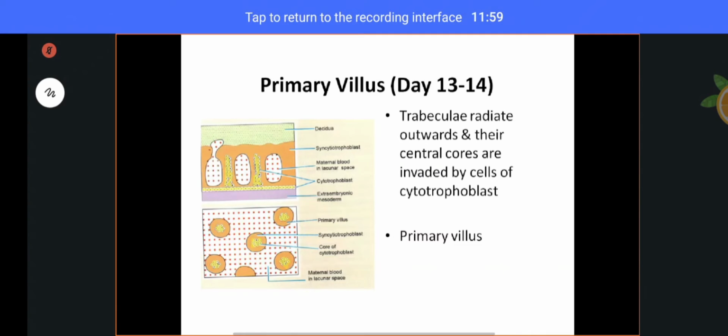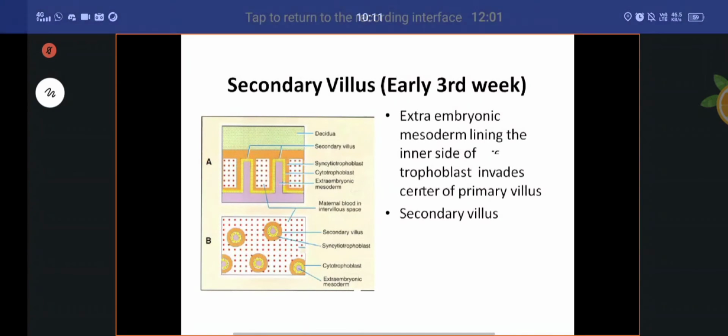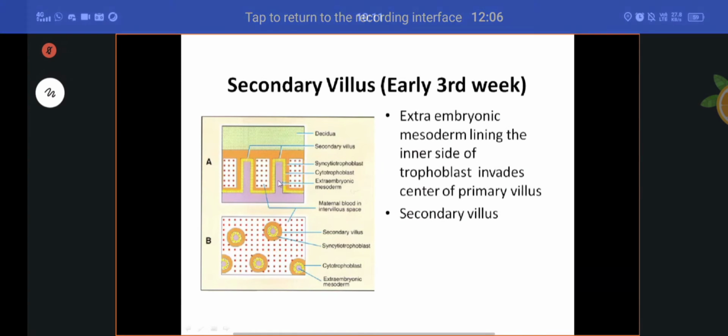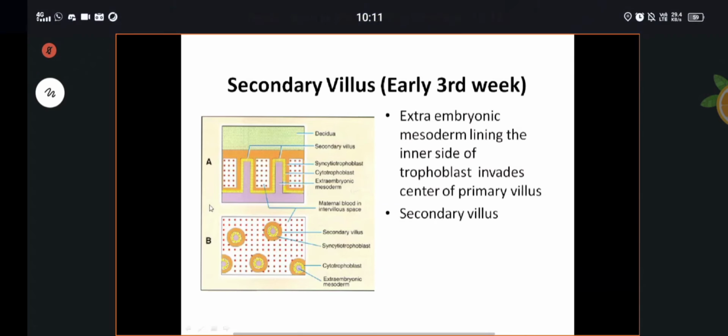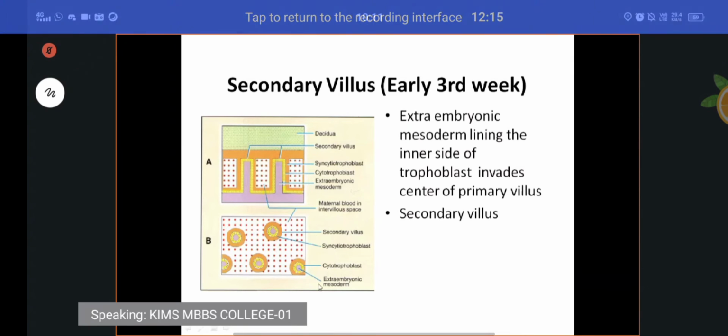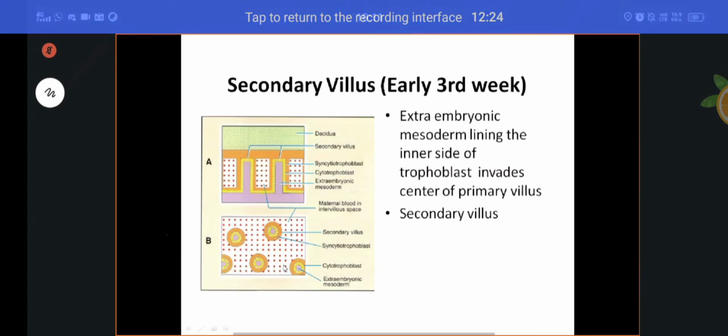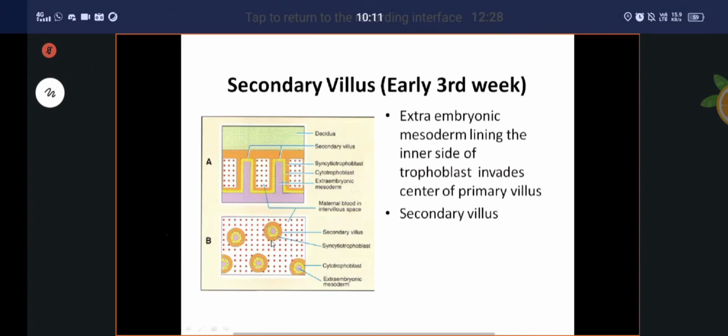Next, secondary villus. What is secondary villus? Into the central core of the cytotrophoblast, the underlying extraembryonic mesoderm invades, and then it is converted into secondary villus. It is seen in the 3rd week of development. When you take a cut section of this secondary villus, you will see a central core of extraembryonic mesoderm surrounded by cytotrophoblast cells and syncytial trophoblast.